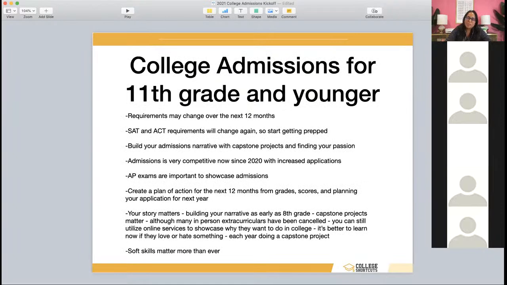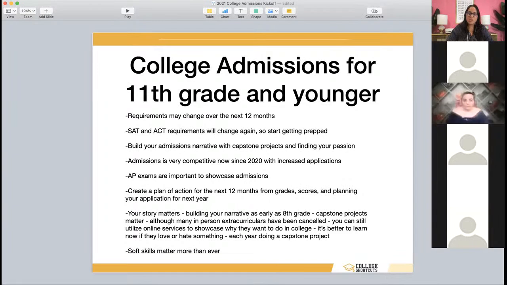Now let's address the people we have here on the line that are in younger years, specifically 11th grade and younger. So first, keep in mind that requirements may change over the next 12 months. One of the big things to realize is that there are so many things changing at different schools. So be flexible and understand that if you don't have an upcoming senior, it is going to keep changing.